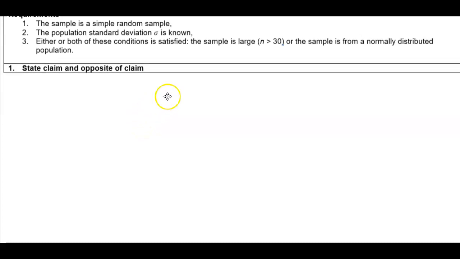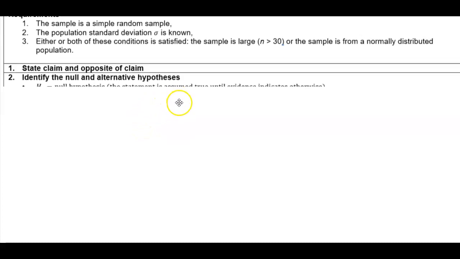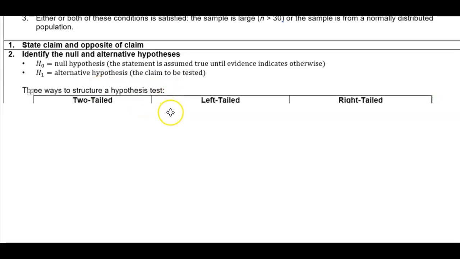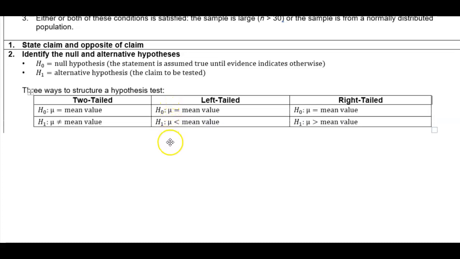So, step number 1, you're going to state the claim and the opposite of the claim. Number 2, identify the null and the alternative hypothesis. The null hypothesis is the statement assumed true until evidence indicates otherwise. The alternative hypothesis is the claim to be tested. There are 3 ways to structure the hypothesis test: the two-tailed, left-tailed, and right-tailed.